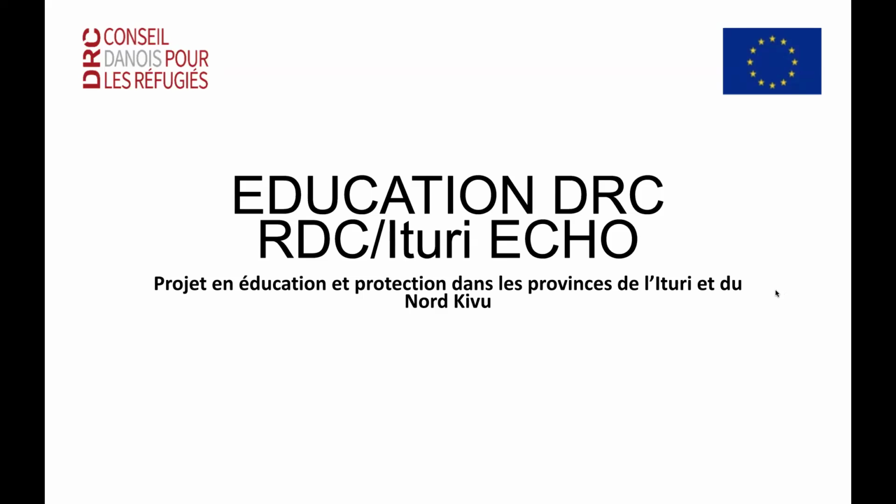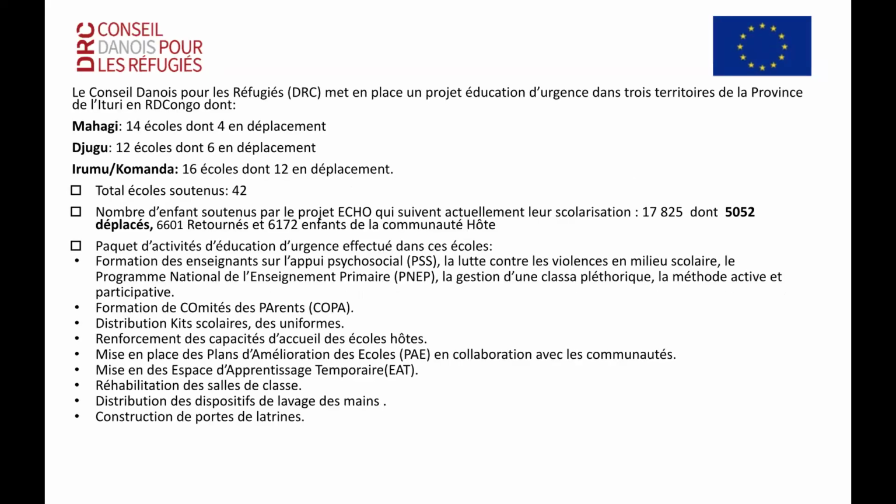I am Edmond Chamba. I am the program manager of the education program of DRC in Ituri in Congo. Here, we have a program in education and protection in two provinces, Ituri and North Kivu. In Ituri, we are active in three territories, in Mahagi with 14 schools, amongst which four are for displaced people, in Tugu with 12 schools with six for displaced people, and Tirumu with 16 schools.